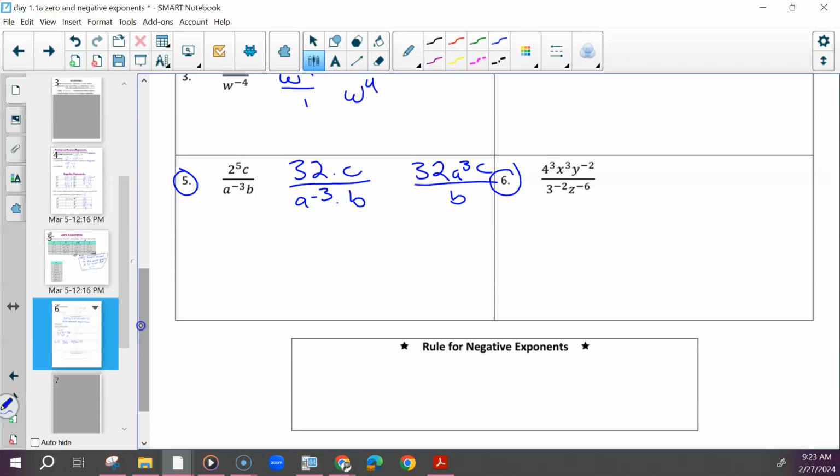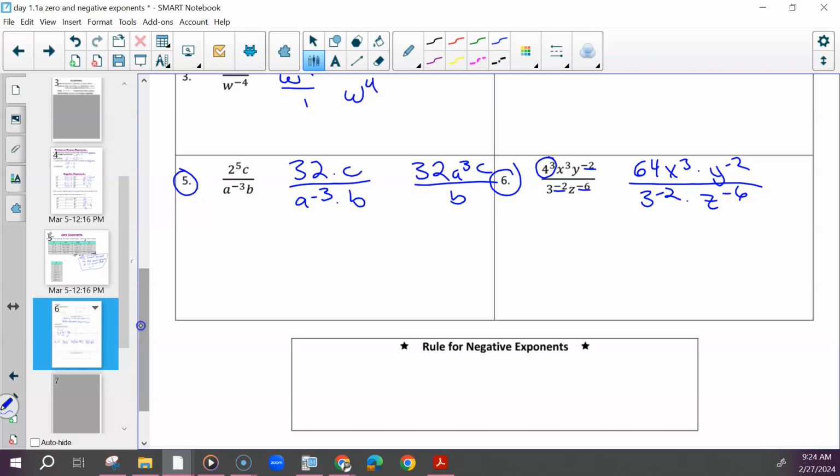Right. With 6, there's a bunch of different things that can be changed. 4 to the 3rd, we can actually figure out what that is. We have 3 negative exponents, so those are all going to get moved. So let's figure out what 4 to the 3rd is first. 64. And I'm just separating the things that need moved. Then y is going to get moved to the denominator.